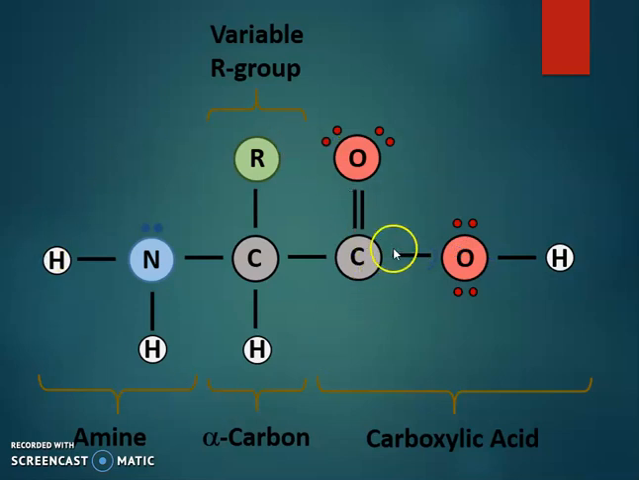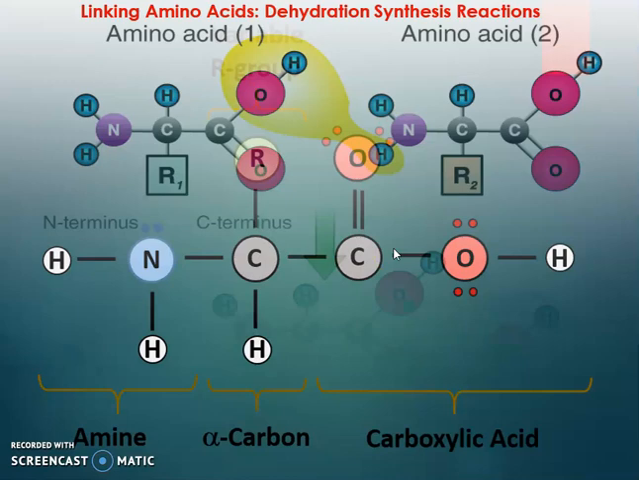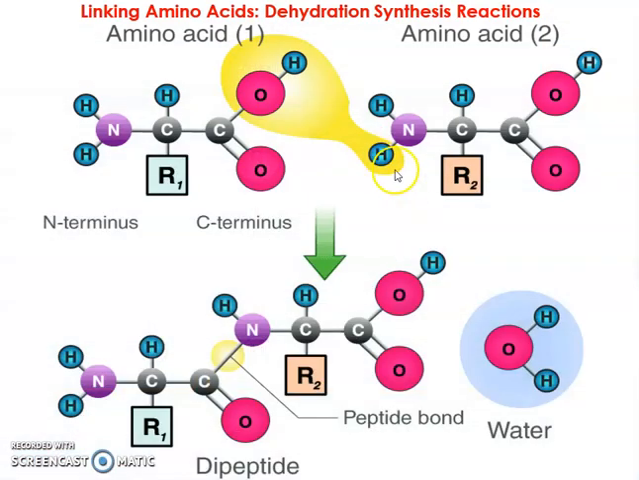Again, basic structure here for the amino acids. Now, when we go to connect these, which once again will be done via dehydration synthesis reactions, what's going to happen is the carboxyl group of one amino acid is always going to bind to the amino group of another. That's always the way it works. You're not going to go amino to amino or carboxyl to carboxyl. It's going to be carboxyl group to amino group.